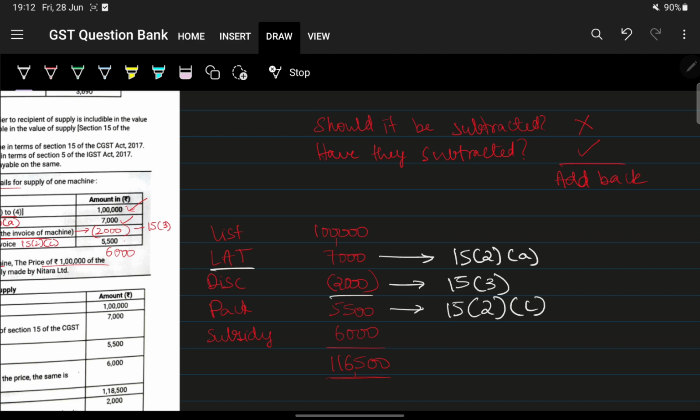Now when it comes to subsidy, you'll have to write section 15 subsection 2 clause E subsidy. Any subsidy other than price linked government subsidy is not to be included in the value of supply. Basically, that is all you have to write. Okay, next.